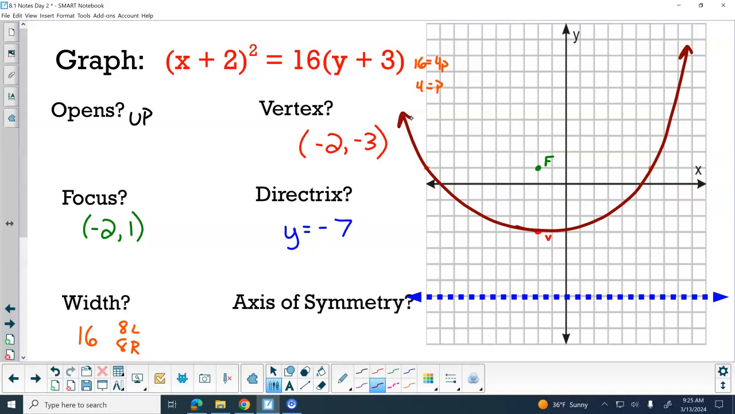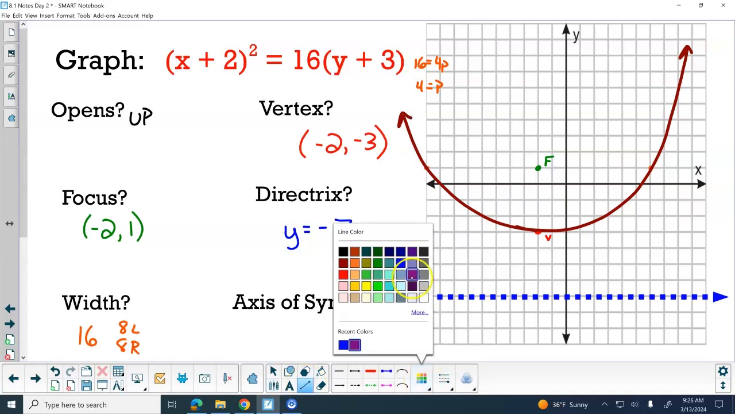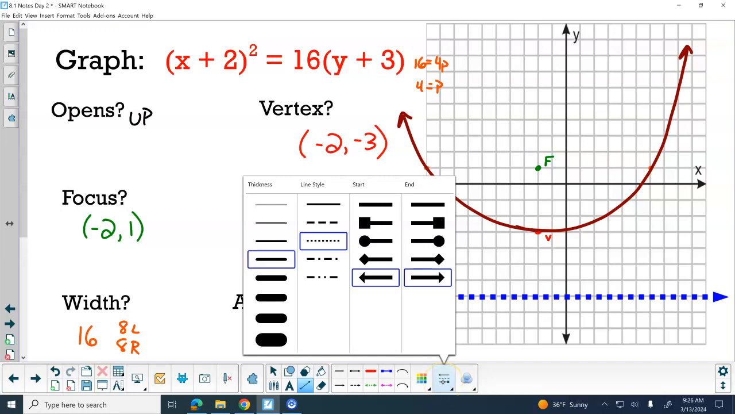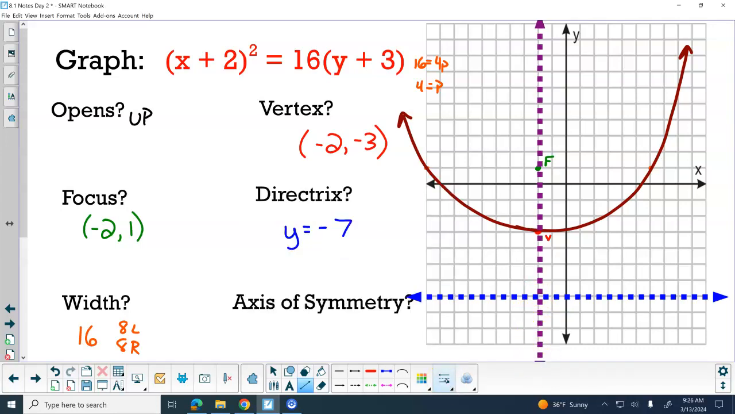Axis of symmetry is, come on. Why twice so slow? That was weird. Which is the line x equals -2.